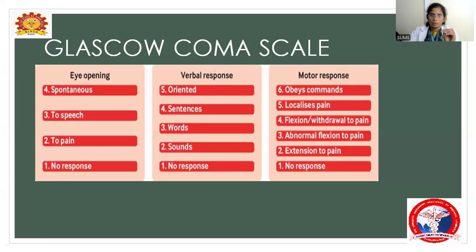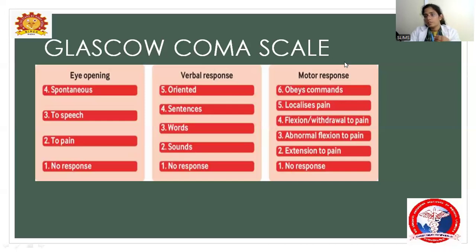I'm sorry, I'm repeating. V5 is the patient is oriented. V4 is the patient is mildly disoriented, but he'll speak in sentences. V3 is the patient will produce irrelevant words. V2 is the patient will make incomprehensible sounds. What is V1? V1 is the patient is not responding. So you are speaking to the patient, you are giving a painful stimulus to the patient, and even then if the patient is not responding, that is V1.